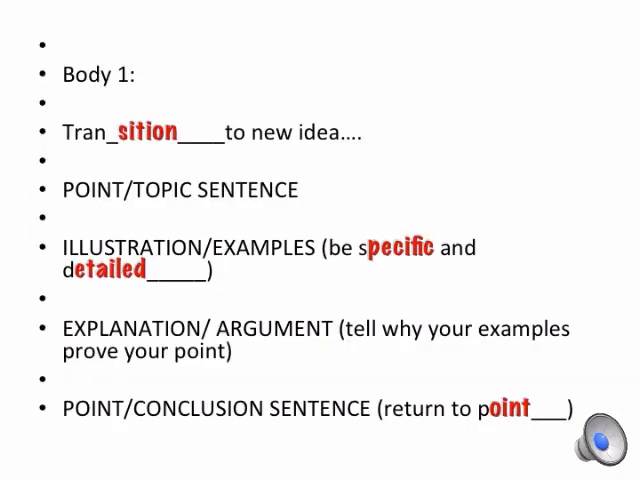Going on to the body paragraph 1. In body paragraph 1, of course, you want to transition into a new idea. After that, you'll give your point or your topic sentence, and then you'll give illustrations and examples. Remember to be specific and detailed. You'll also give explanation and argument. You're telling why your examples prove your point. And don't forget to come back to your point in the conclusion sentence. So return to your point there. We've been studying pi for quite a few weeks, so this shouldn't be too challenging. Sticking with the topic of Janelle Monáe, I'm going to show you a sample paragraph. This would be a body paragraph, probably body paragraph 1.